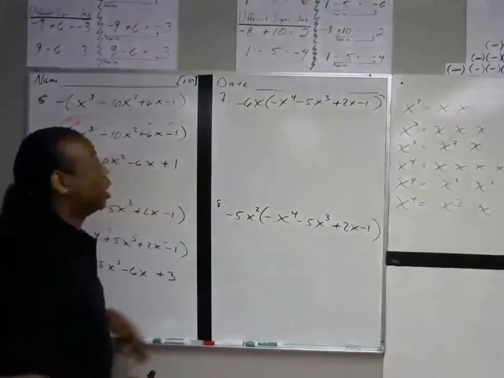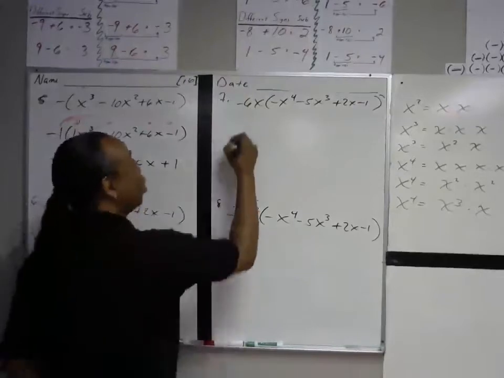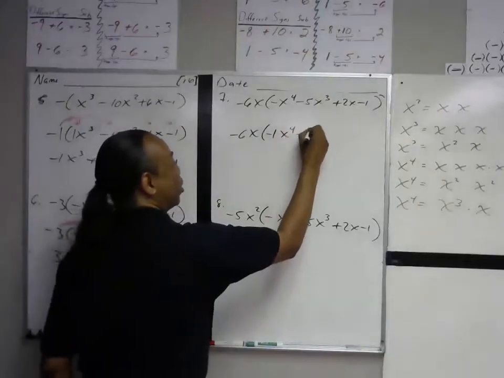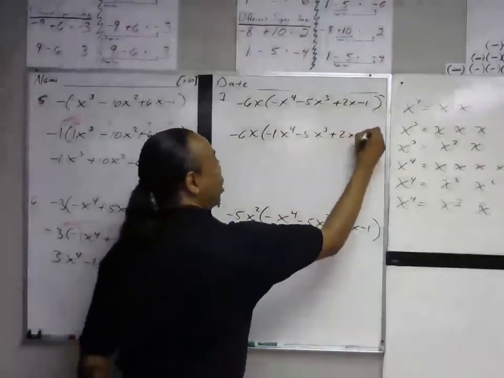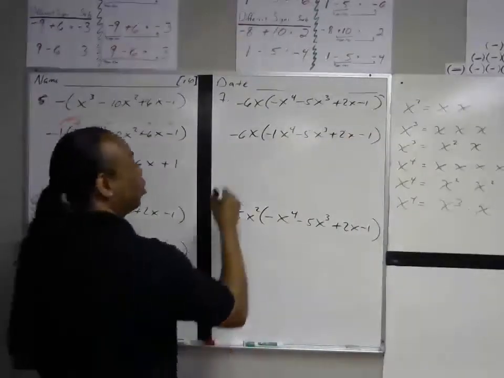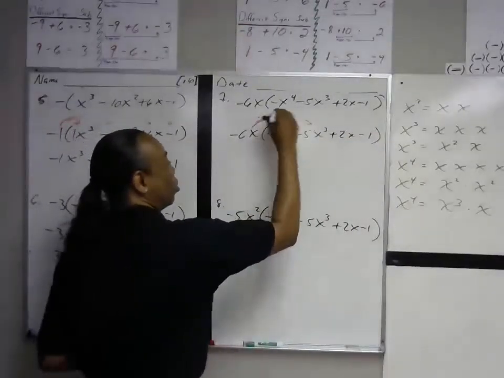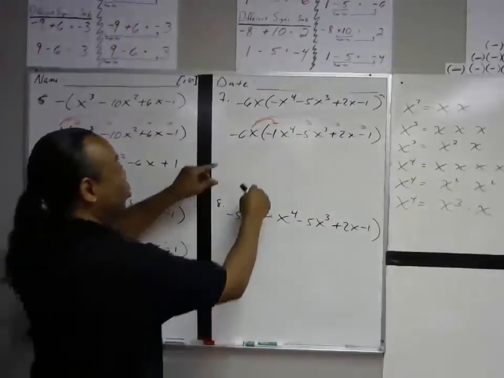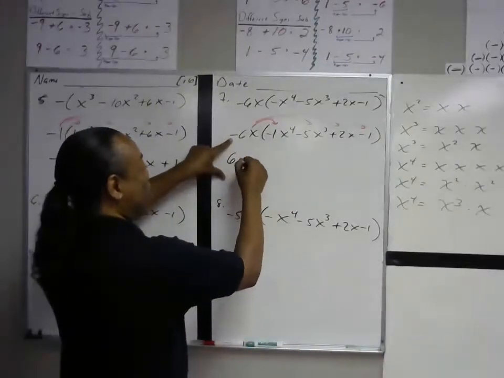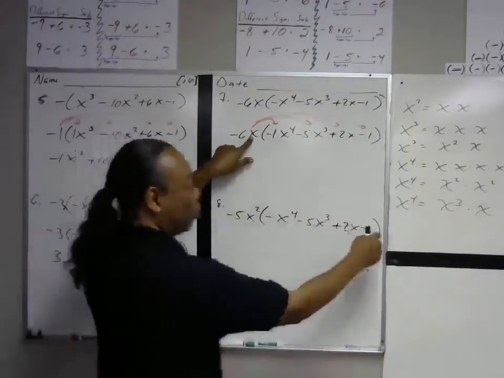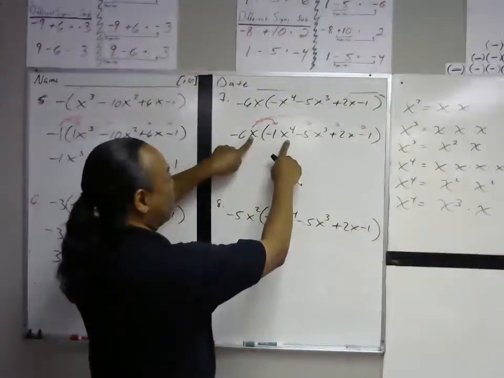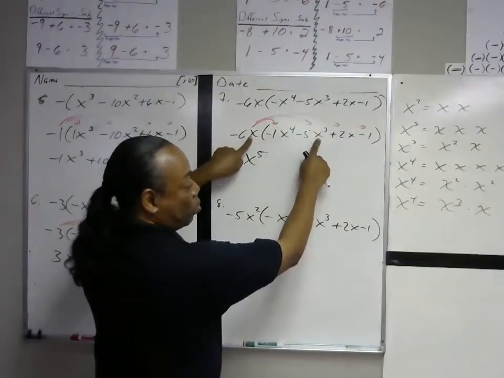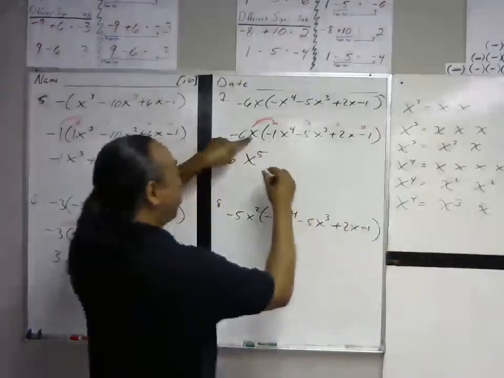Okay, so again, preserving the integrity of the original problem, we'll have -6x times, I'll convert this to a -1, x to the fourth, minus 5x to the third, plus 2x minus 1. And we'll start distributing here, here, here, and there. So starting off with -6 times -1 is +6. X times x to the fourth, I didn't really write that down, but we're going to get x to the fifth power.